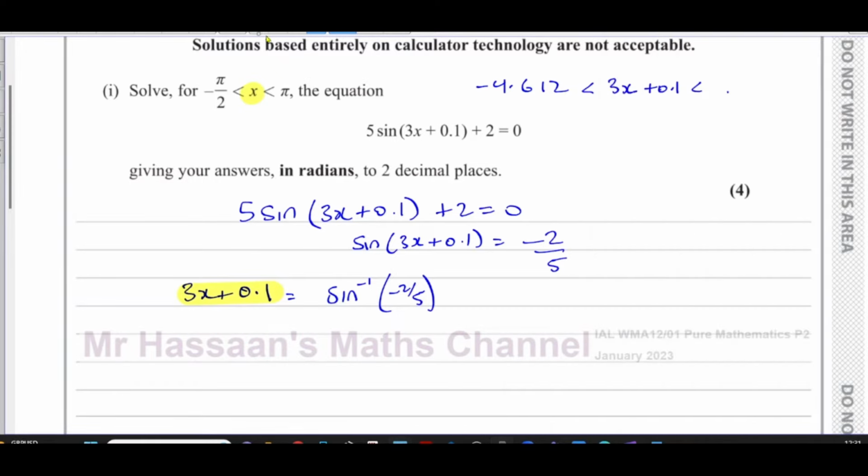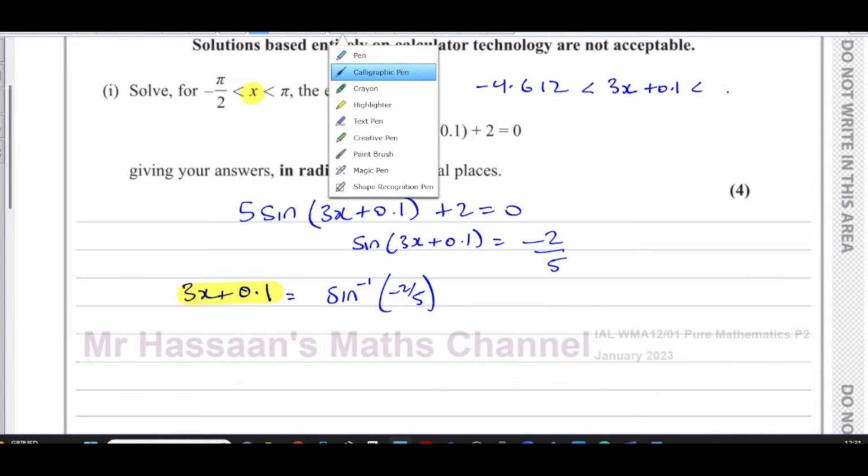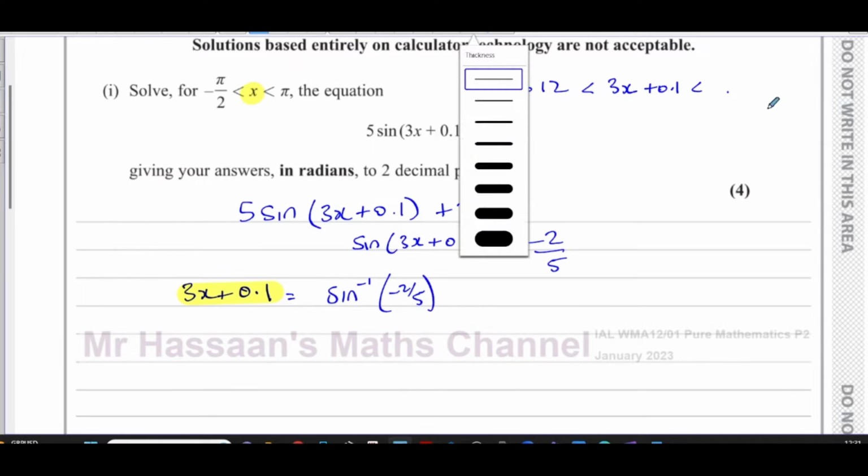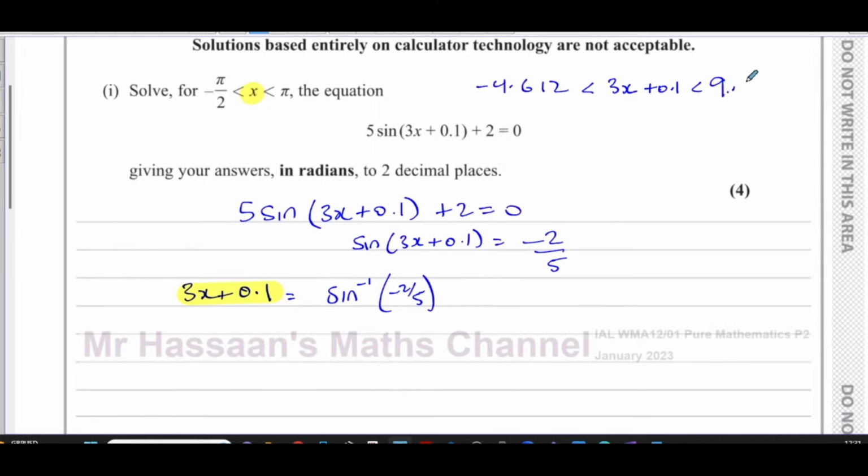Okay, 9.525. So these are the upper and lower limits that I have to deal with when I'm finding my angles. I can't go below this, and I can't go higher than that.